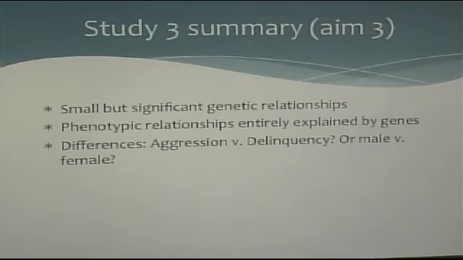So what does this mean? We have small but significant genetic relationships. The phenotypic relationships that we observed in study 2 can be entirely explained by genes. They're small, but so is the genetic correlation that we find. And this leads us to ask some questions. Are we looking at a difference between aggression and delinquency? Are we looking at a difference between males and females? Why is it that these relationships seem to be going in opposite directions? Or is it entirely sporadic? It's always a possibility as well.